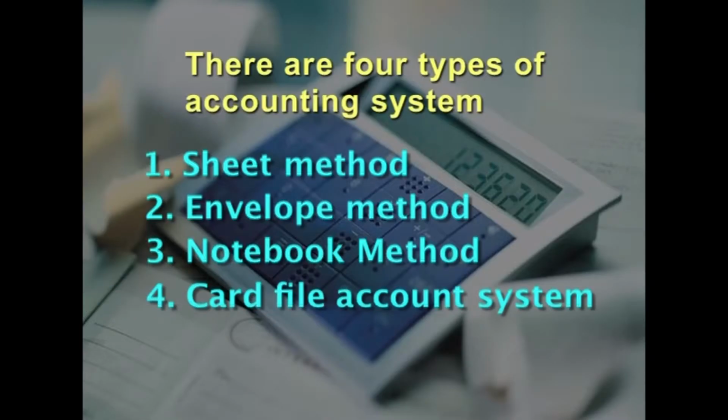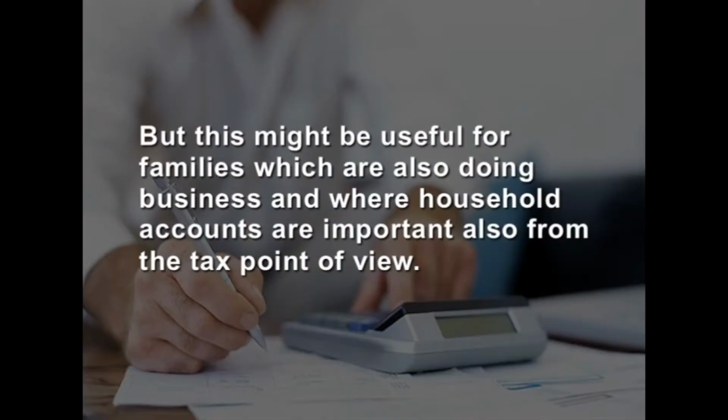The fourth one is card file account system. This is a highly flexible method since a card can be kept for each type of expenditure. It can be adequate, but it may not be simple or convenient for a person not highly conscious of organization. But this might be useful for families which are also doing business and where household accounts are important, also from the tax point of view.